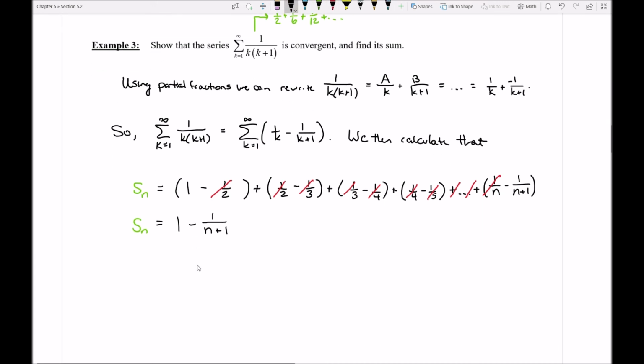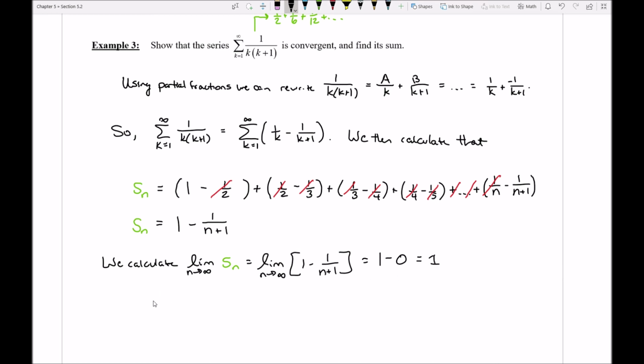So now that I have this awesome canceling that goes on, and I have a formula for S sub n, I can easily calculate the limit. So we calculate the limit as n, the number of items that I'm adding together, goes off to infinity. That means I'm calculating the limit as n approaches infinity of 1 minus 1 over n plus 1. Clearly that's going to be 1 minus 0, because the denominator is just going to get larger and larger and larger. And so this results in 1.